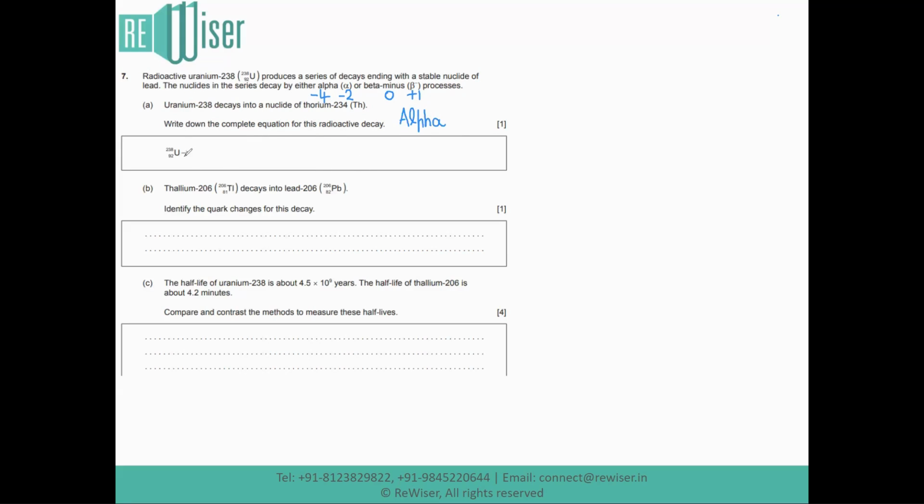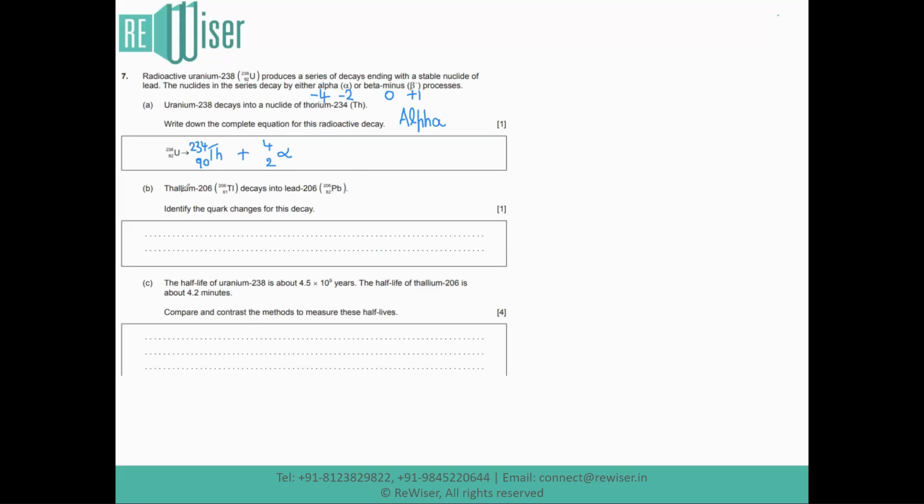Since it's an alpha decay, we understand that uranium decays into thorium with the symbol Th, where it is losing its atomic mass by 4, giving the value 234, and its atomic number reduces by 2, giving the number 90, and it releases an alpha particle which contains the missing atomic mass 4 and the atomic number 2. This is an example of an alpha decay in process.